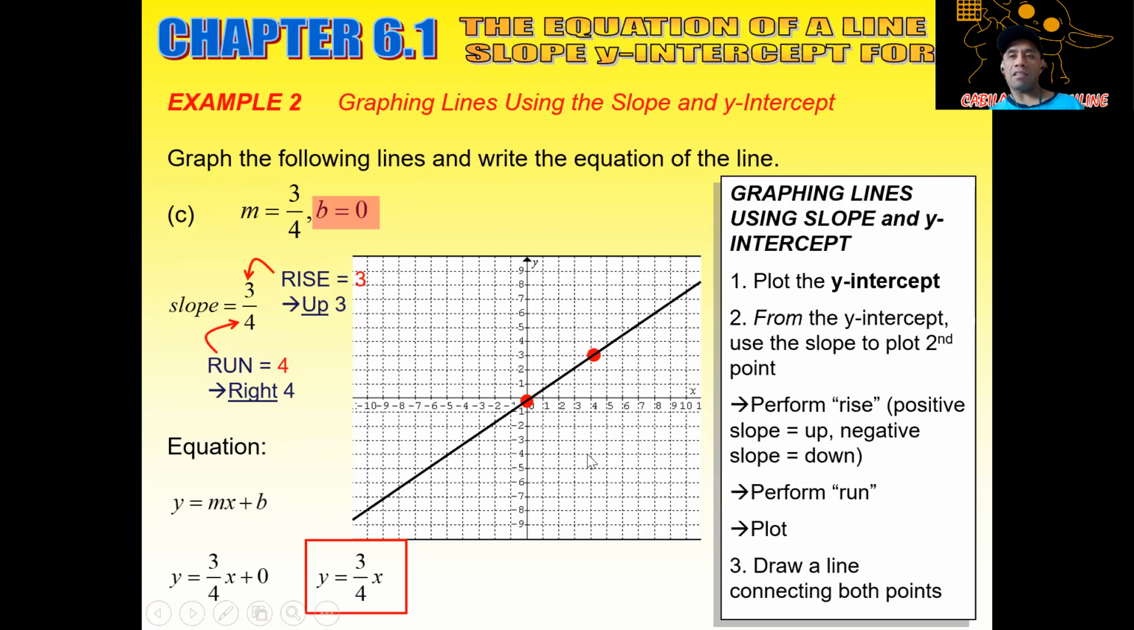And if you recall, this is an example of what was called direct variation, which we spent a lot of time with in the previous chapter. All right, so that's the reason why I did this particular example. All right, let's do another one here.